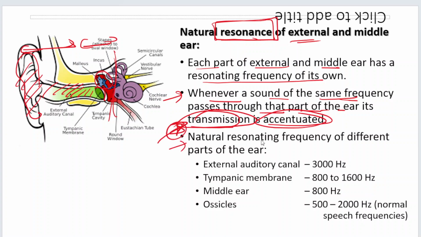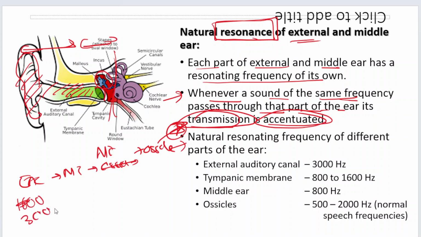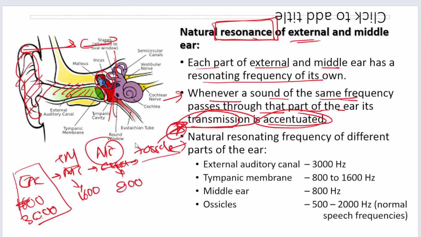So what are the natural resonating frequencies of different parts of the ear? Coming from the external auditory canal, then comes the tympanic membrane, then the middle ear. Everything is half of the previous one. Suppose the natural resonance of the external auditory canal is 3000 hertz. Tympanic membrane is half of it, 1600 hertz. Then the middle ear is half of that, that is 800 hertz. And the ossicles basically have a frequency from 500 to 2000 hertz.